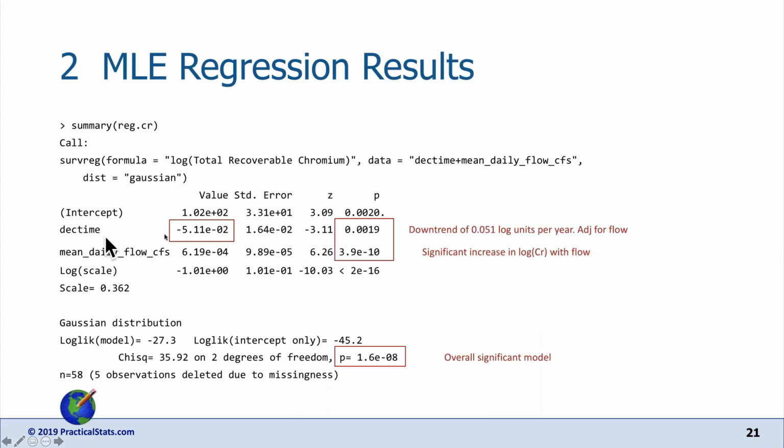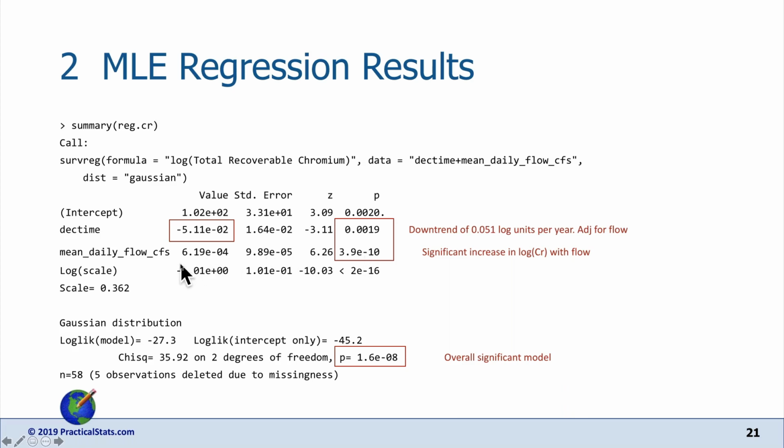It gives you back the individual slopes. Here's the one for decimal time. Again, it's a minus 0.05. Yep, minus 0.05 log units per year. And it's significant. And then the very significant one is the mean daily flow with a positive slope. So chromium concentrations probably adsorbed to sediment is being pushed off at a higher amount at higher flows. And that's important to take into account.